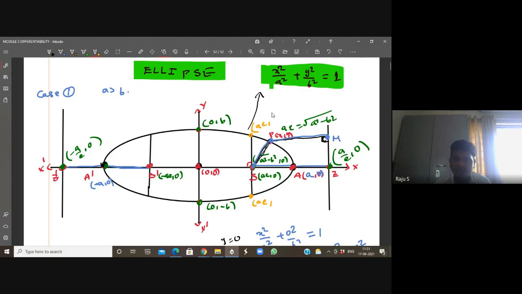You are going to get here b square by a, and here minus b square by a. The same coordinate will repeat in all the four quadrants. So that is minus AE comma b square by a in the second quadrant, where x is negative. In the third quadrant, both will be negative: minus AE, minus b square by a. Got it? So this is about the end points of the latus rectum.